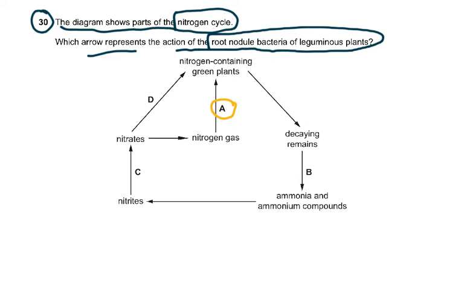So A was the answer. Why? Because it is going out from nitrogen, because the root nodule bacteria use the atmospheric nitrogen and convert it into ammonia and then into amino acids for the plants.